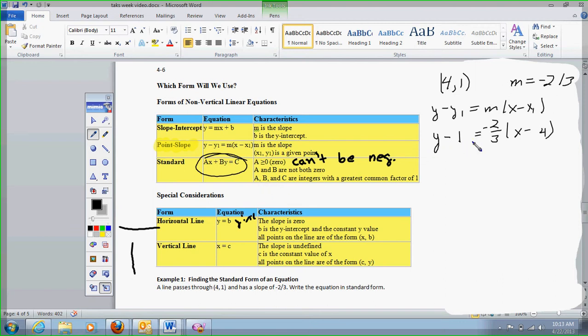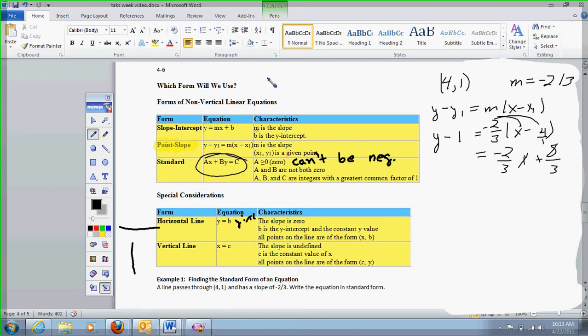So let's take a look at what I have to do. I want to move my x's to the left, move my constants to the right, and leave my y's on the left. So first, I'm going to distribute this negative 2/3 by multiplying it by the x and the minus 4. Negative 2/3 times x is negative 2/3 x. Negative 2/3 times negative 4 is positive 8/3. How do I know that? Because I have a fraction being multiplied by a whole number. I make this whole number a fraction by putting it over 1. When I multiply fractions, it's top times top and bottom times bottom.